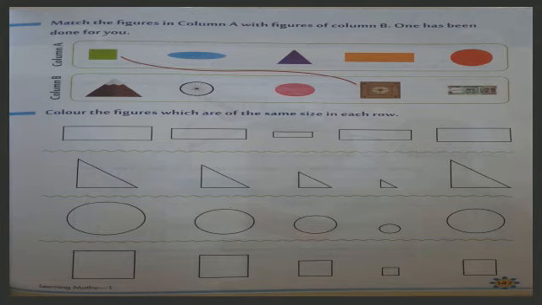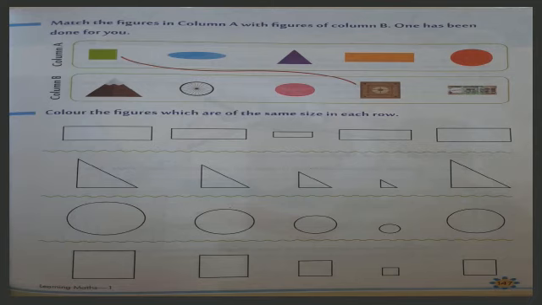What is our next question? Color the figures which are of the same size in each row. Here in each row the shapes are given but their sizes are different. So we have to find only two shapes from the same row that are the same in size. And after that we have to color them.